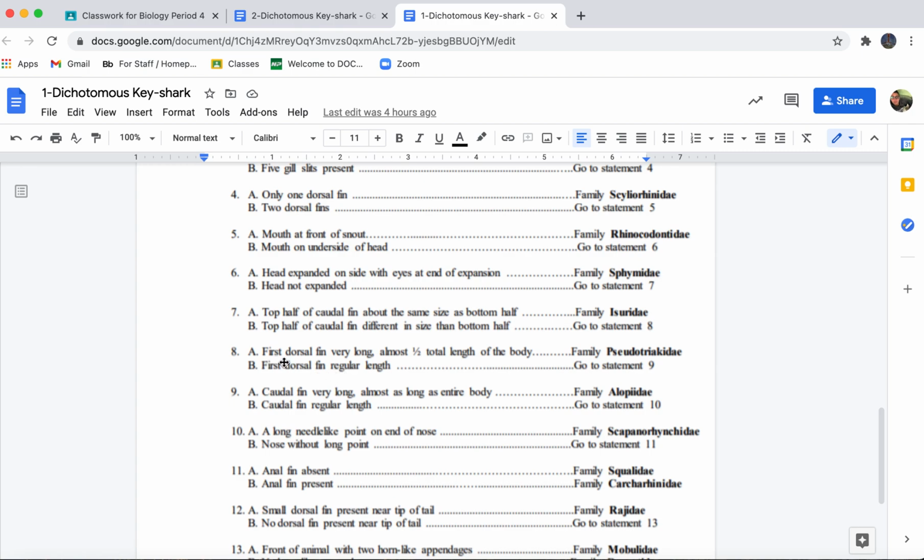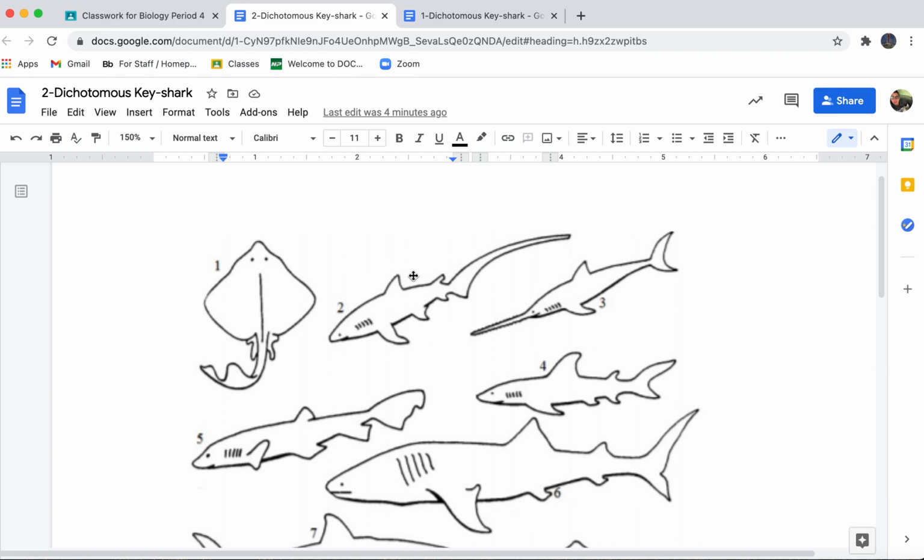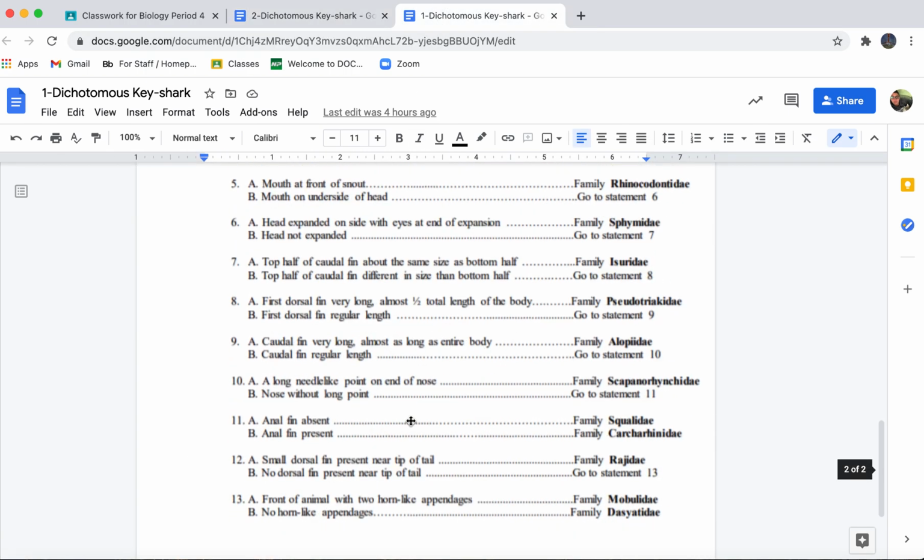Number 8 says the first dorsal fin very long, almost half the total length of the body, or is the first dorsal fin regular length? Again, if you don't remember the dorsal fin, here's your first dorsal fin. This is what we're going to look at on the back of this shark. So right here, looking at that dorsal fin, that is a normal sized dorsal fin. It's not huge, so that's what we're going to go with for that statement. First dorsal fin regular length, go to statement 9.